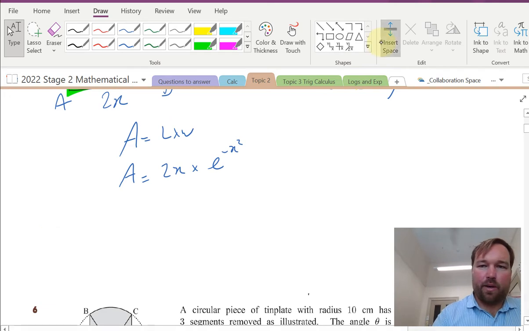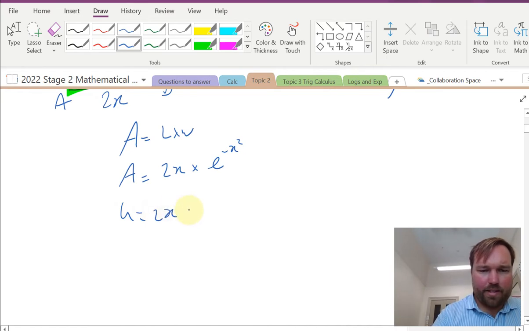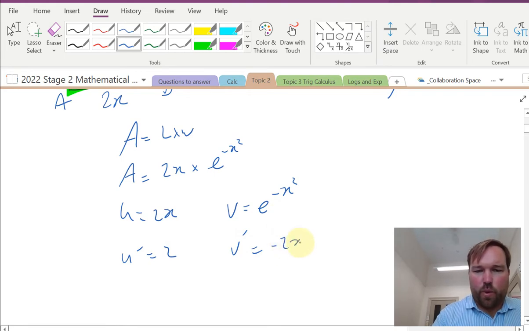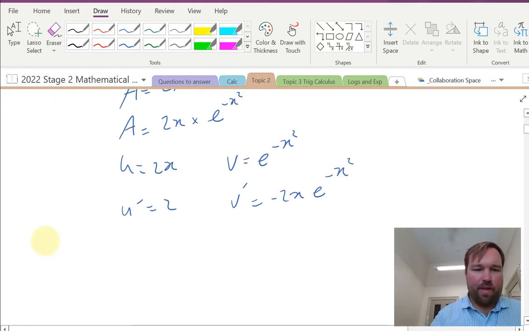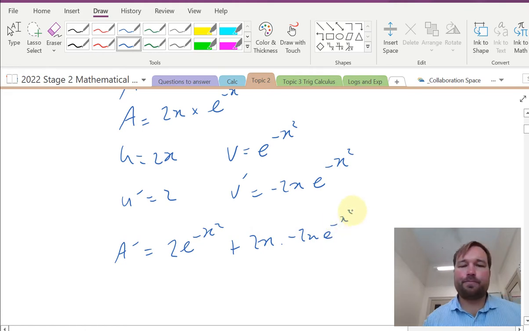Alright, now I need dA/dx, or A dash. A dash here we're going to get with product rule, not quotient rule. u equals 2x, v equals e to the minus x squared. u dash is 2. v dash is minus 2x e to the minus x squared. Therefore A dash is u dash v, 2e to the minus x squared, plus u v dash, 2x times minus 2x e to the minus x squared.